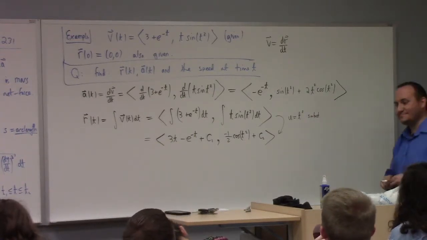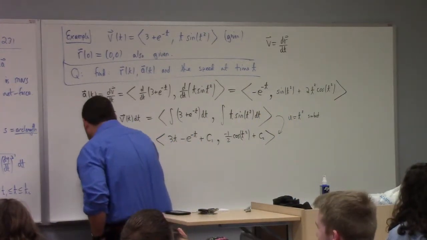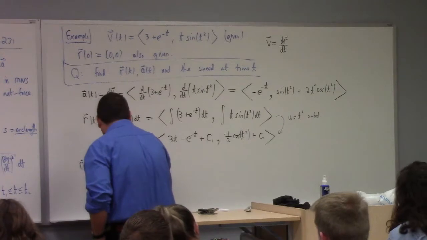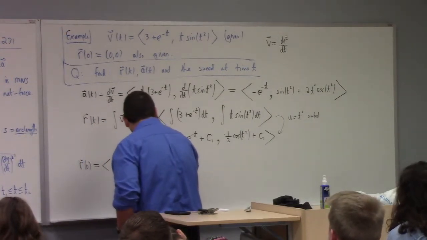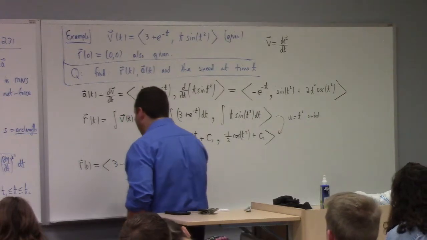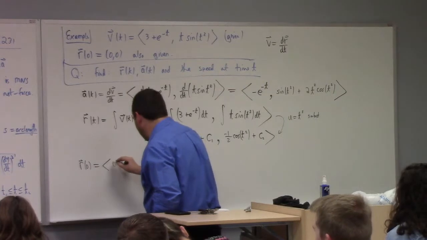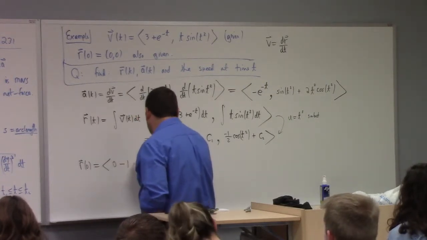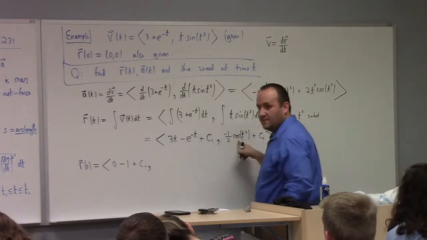What's r of 0? What's e to the 0? Actually, what's 3 times 0? 0. Yeah, so maybe 0 minus 1 would be better, plus c1. And how about my other component? I've got, what's cosine of 0?